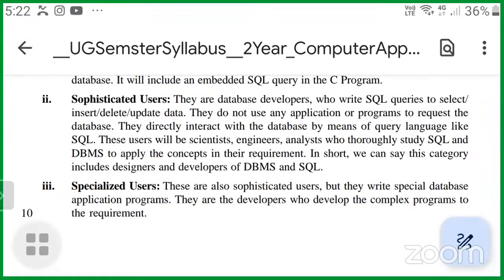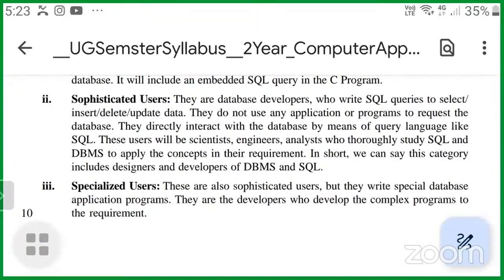So sophisticated users means they directly interact with the database by means of query language like SQL. These people interact with SQL directly, and also these users will be scientists, engineers, analysts who thoroughly study SQL. Means they have expert knowledge, complete knowledge about SQL. So they can use it for scientific purposes also, engineering purposes also. Any purpose. They are designers also, they are developers also.